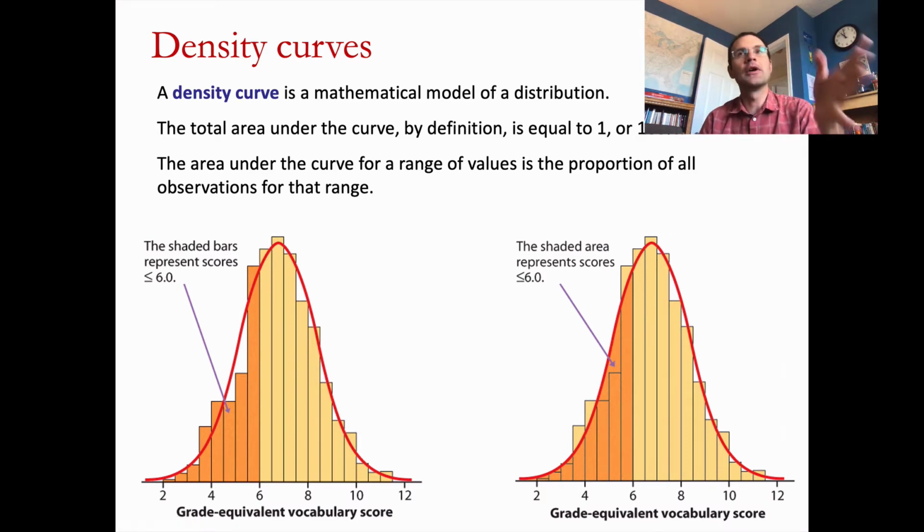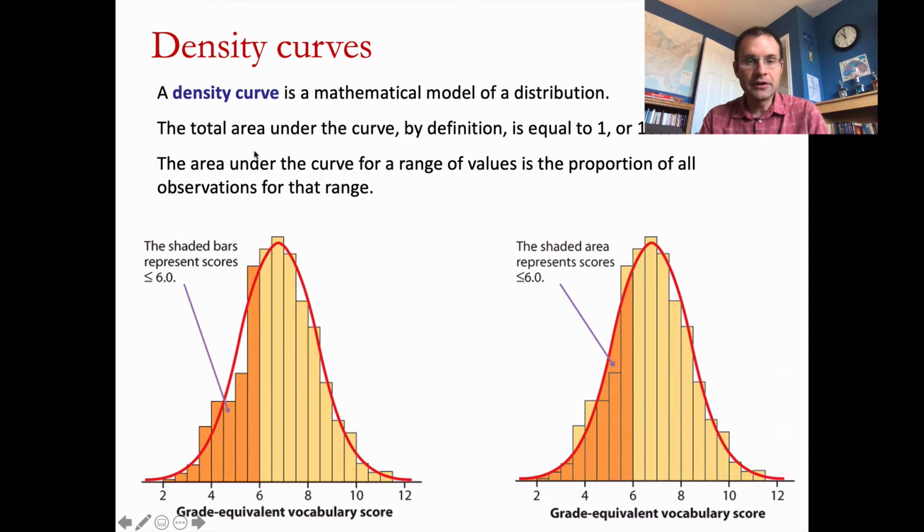If this is the actual underlying distribution, let's just assume that if we were to collect enough data from enough students over time, it would fall on exactly this sort of line, which we're just generating mathematically. Then we could say there should be this percentage of students with scores less than 6 on this grade equivalent vocabulary score. And we can calculate that percentage exactly, knowing the mathematical properties of the density curve.